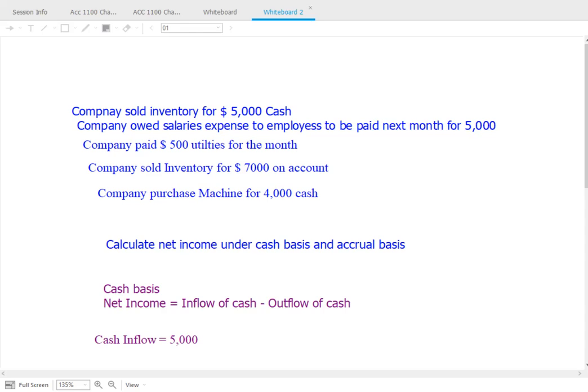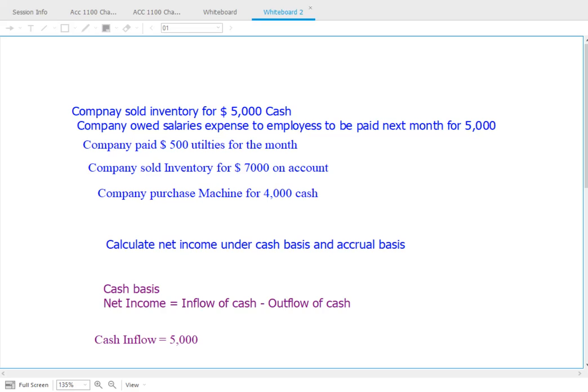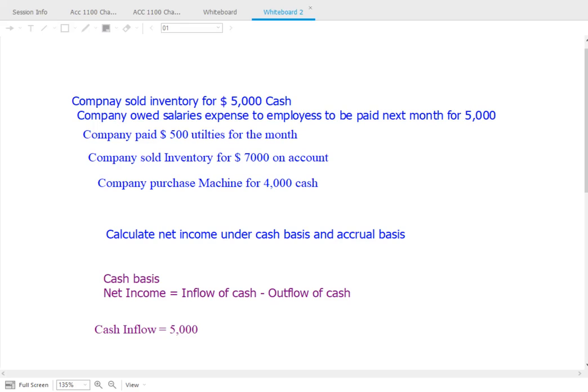Transaction number 3. Company paid 500 utilities for the month. This represents a cash outflow because I paid cash. So under cash basis, I have an outflow of $500.